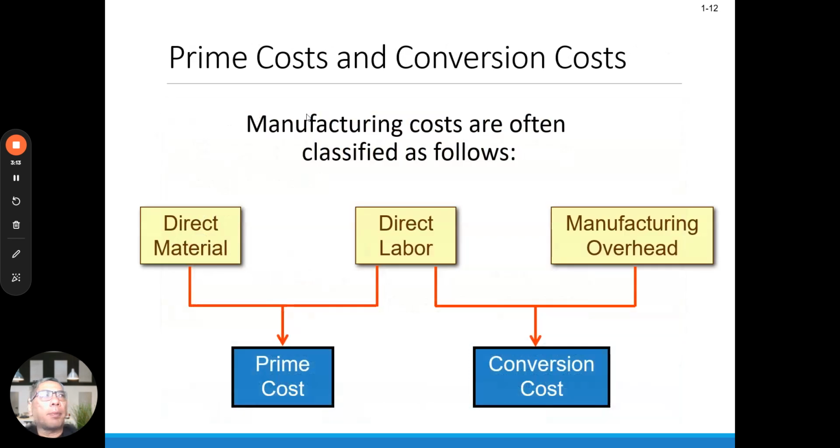What are the prime and conversion costs? Manufacturing costs are often classified as follows. Direct materials, direct labor, manufacturing overhead. These two combined, both direct material and direct labor, are called prime costs. Direct labor and manufacturing overhead are called conversion costs.